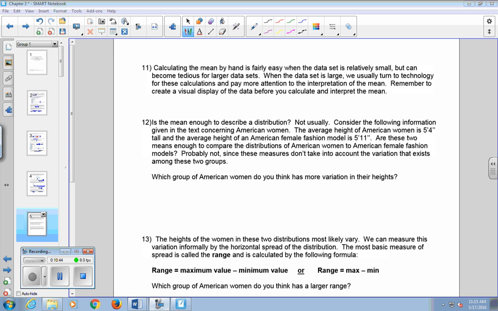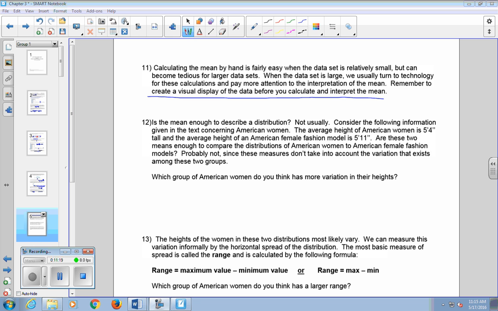So calculating the mean by hand is fairly easy if you have a small data set, but tedious for larger data sets, and we tend to use technology for calculations when we have a large data set. But before you do that, remember to always create a visual display to determine whether the mean is an appropriate measure. Is the mean enough to describe a distribution? No, not usually. We also want to talk about the spread.